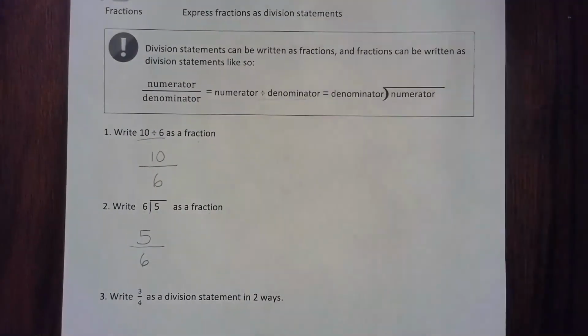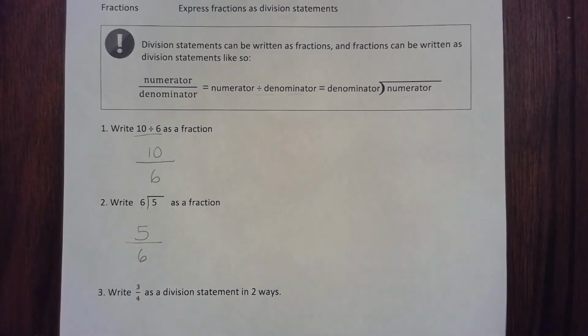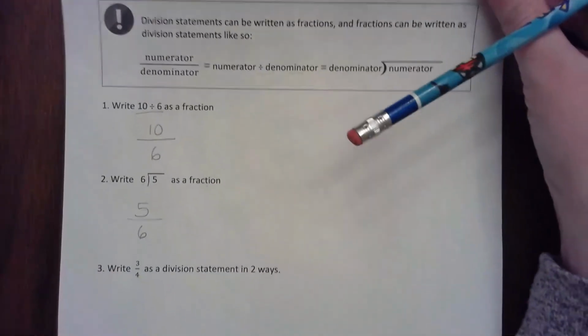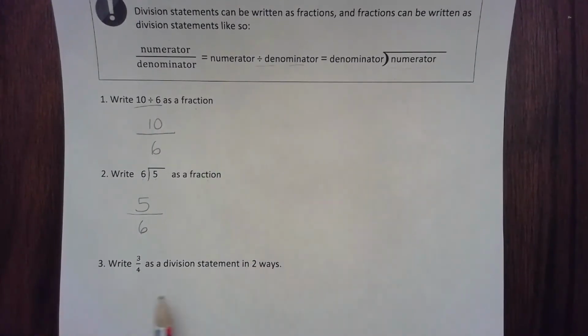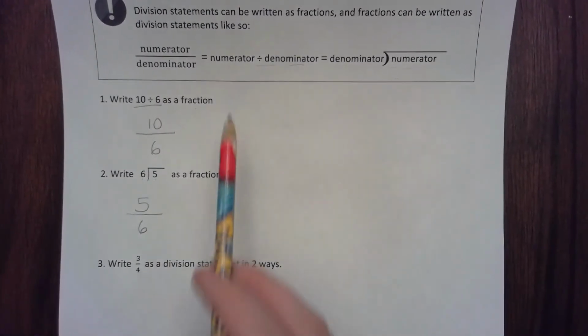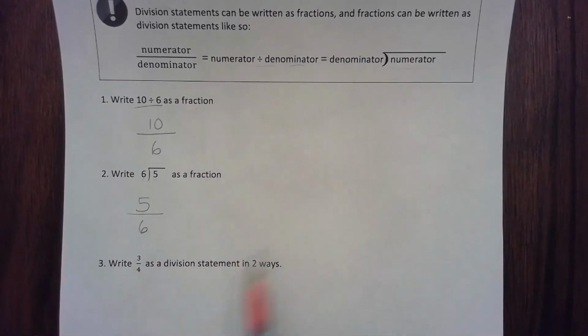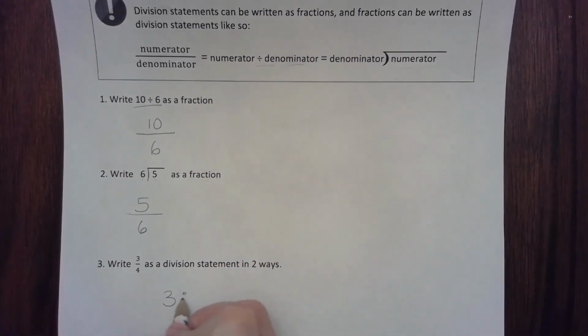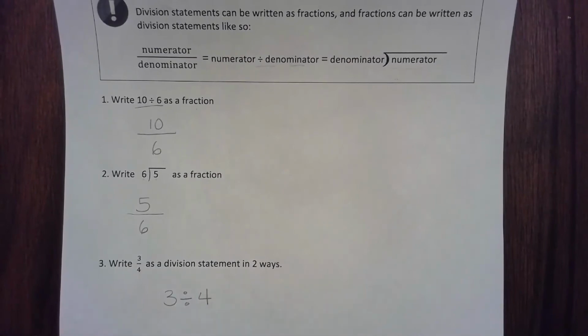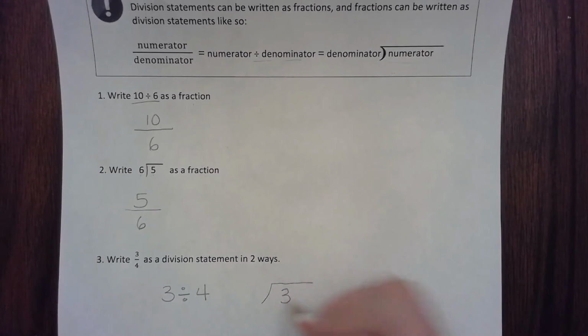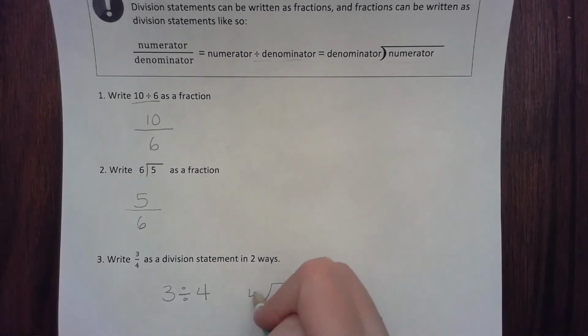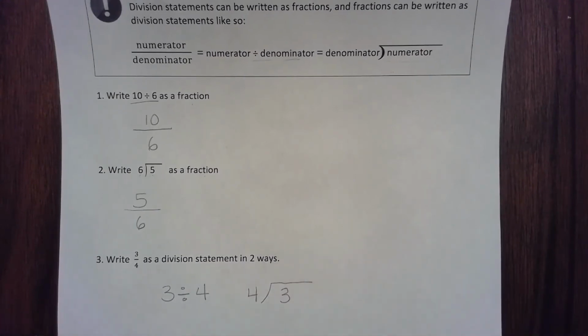This next question says to write 3/4 as a division statement in two different ways. Well, if you look back up here at the top, I have my two different ways right here. So if I'm going to take 3/4 and make it first like this middle statement, it will simply be 3 divided by 4. Now in order to do it with the division house, I'm going to draw my division house, and I'm going to remind myself that the numerator actually goes inside the division house and the denominator goes on the outside. So I'm done with that problem.